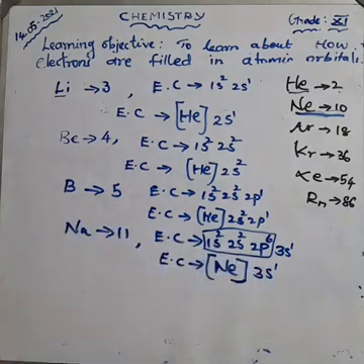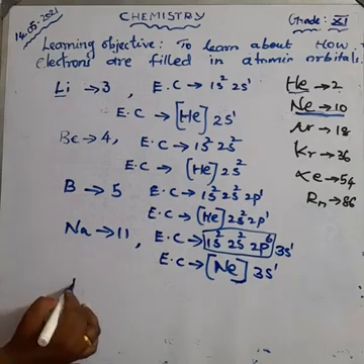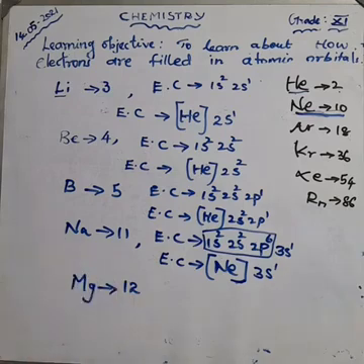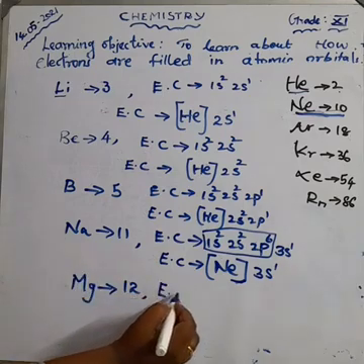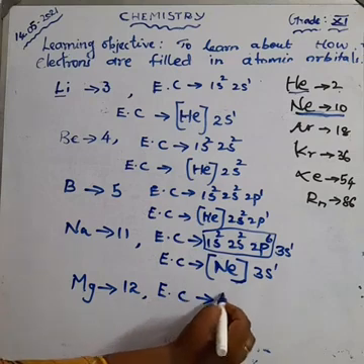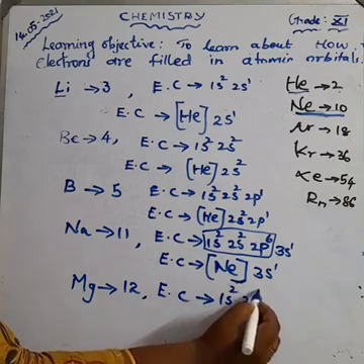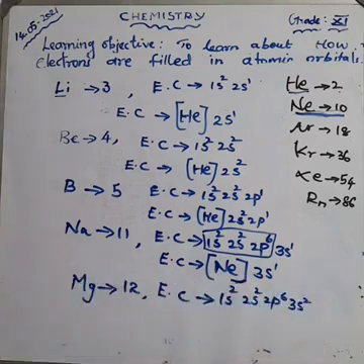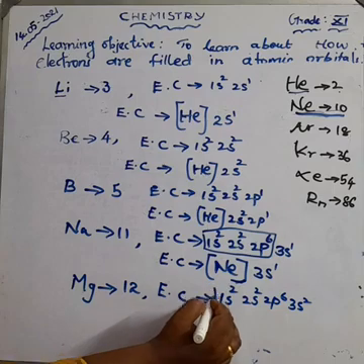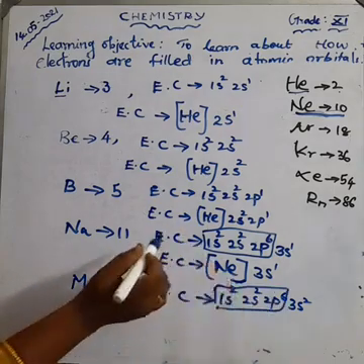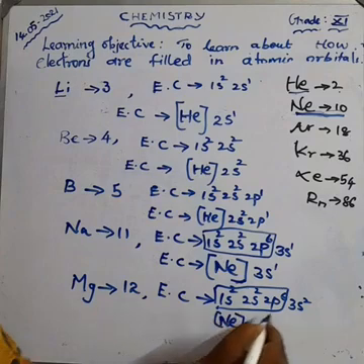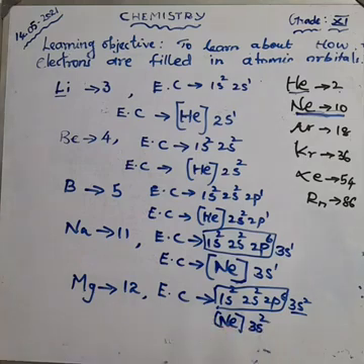Okay, understood? And then another example, magnesium. The atomic number for magnesium is 12. So the electronic configuration is 1s2, 2s2, 2p6, 3s2. Here also, instead of these 10 electrons, we can take neon, and finally 3s2. Okay, understood?